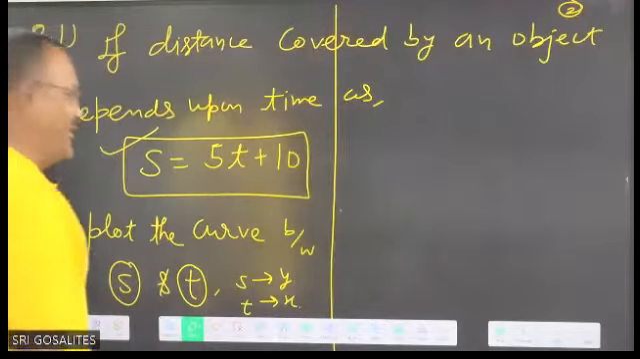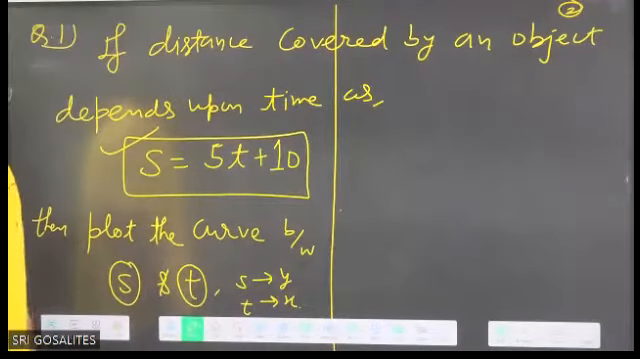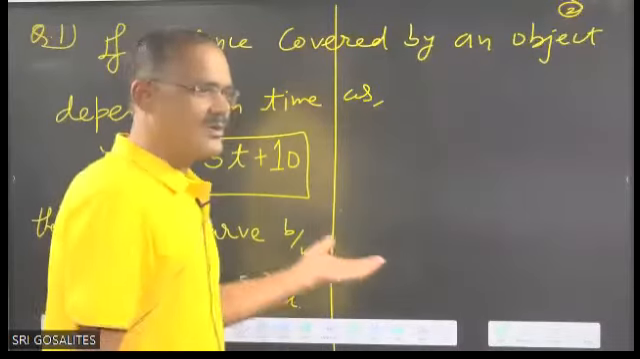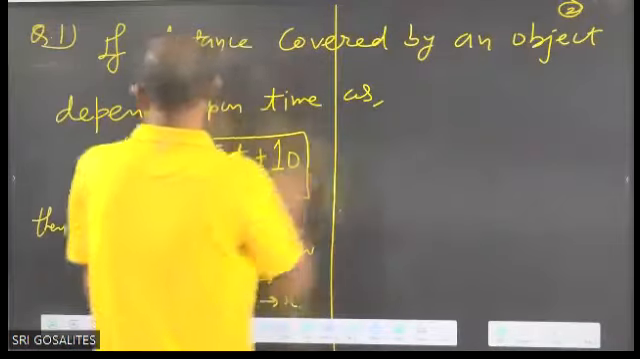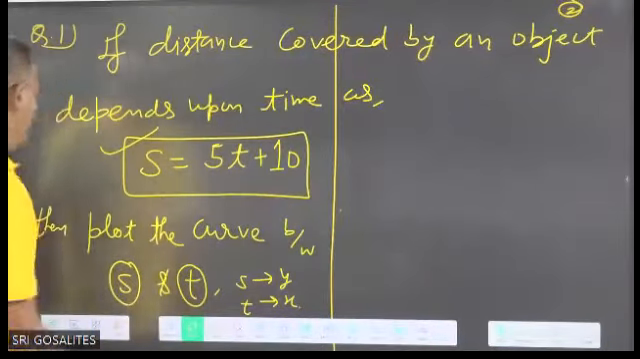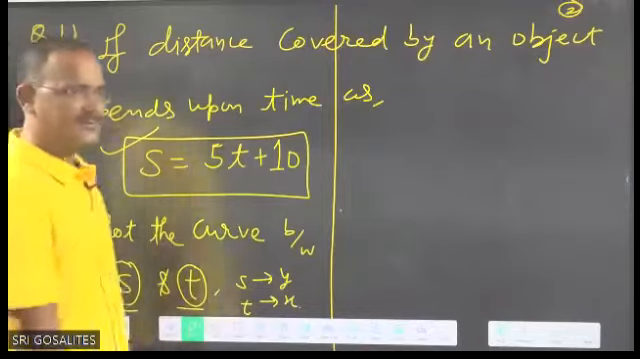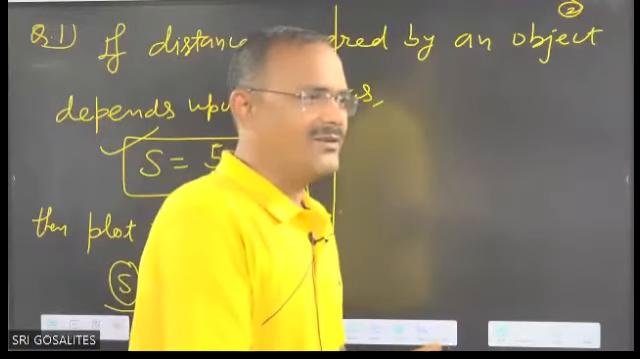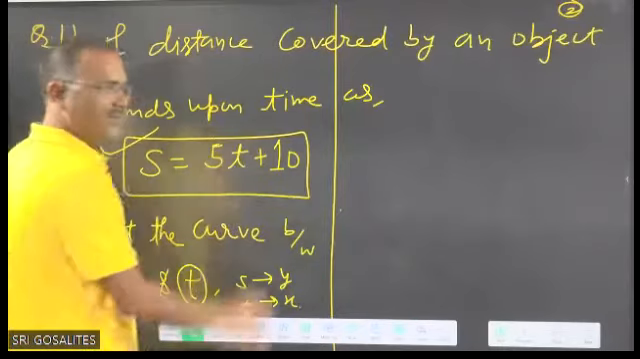We'll give it, don't worry, wait. Muskan, you make the graph. When I solve it, just cross check that. If distance covered by an object depends upon time as s is 5t plus 10, then plot the curve between distance and time. Will it be mx plus c or mx minus c? Yes. It will be a y = mx + c graph.